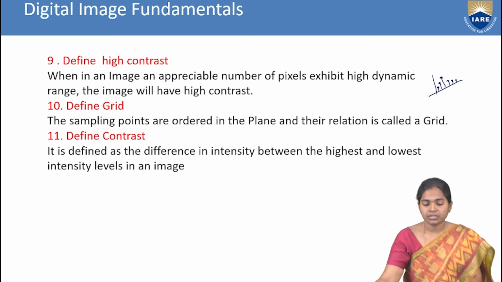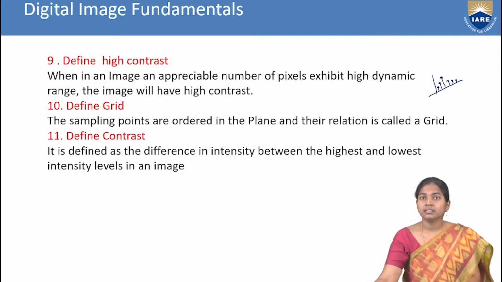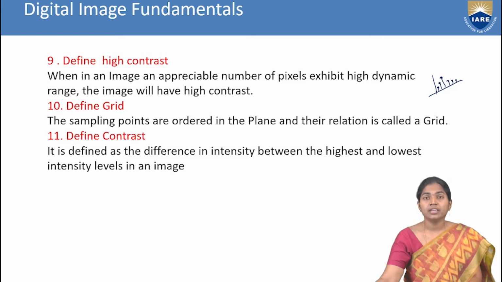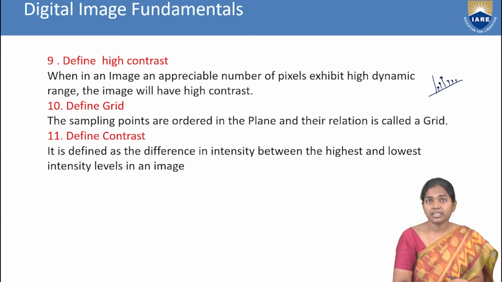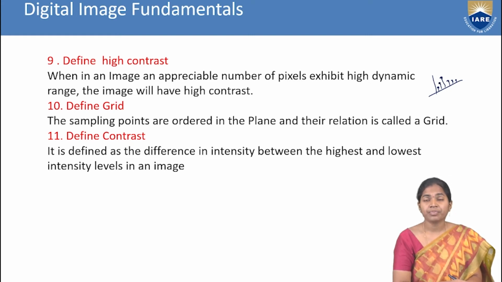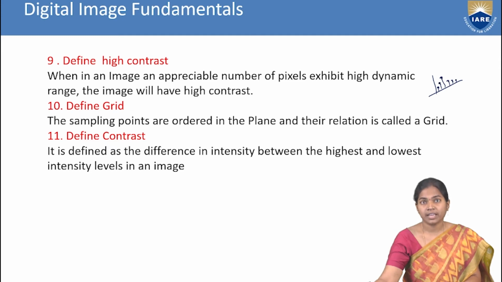Define contrast. Contrast is defined as the difference in intensity between the highest and lowest intensity levels in an image. If you consider any image, all pixels are not at the same level. Some pixels are more bright, some are dark, some are white. White means maximum gray level, gray means some medium gray level, and dark means low gray level. So contrast is the difference between the highest and lowest intensity levels in an image.